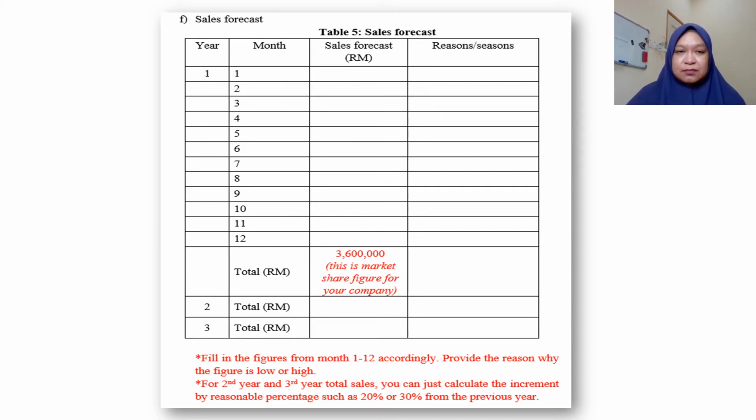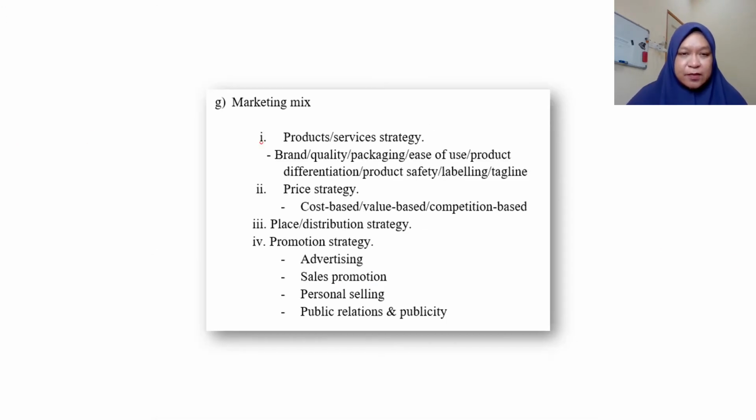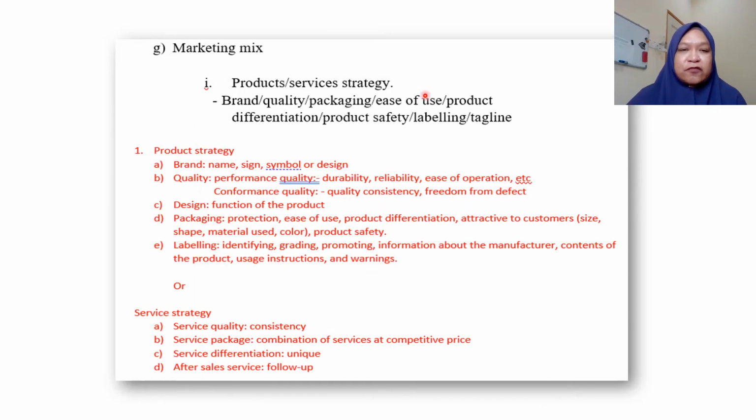Okay, so next we have G. Okay, marketing mix. So in this marketing mix, you want to focus on the 4Ps: product, price, place, and promotion. Okay, example. So for the marketing mix, we have the product or service strategy. If you do the product, so you do the product strategy. If you do the service, so you do the service strategy. Okay, so I want you to do it like this.